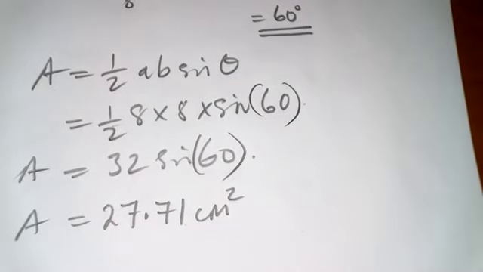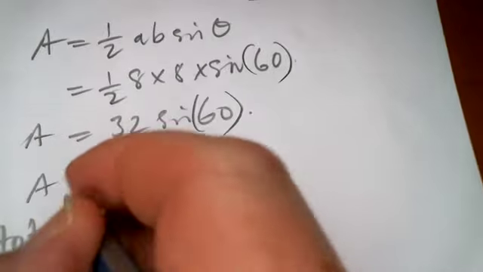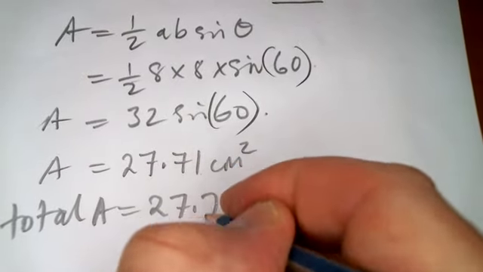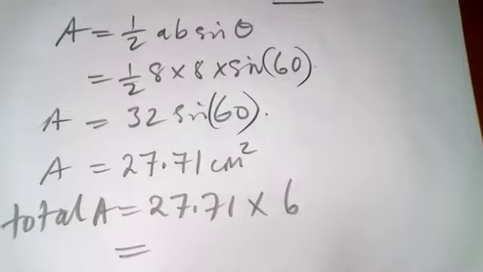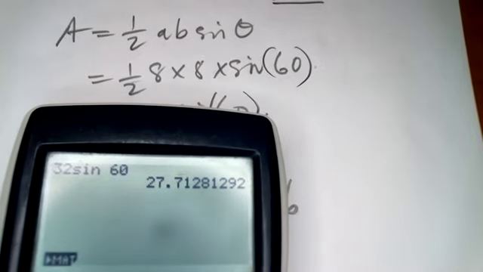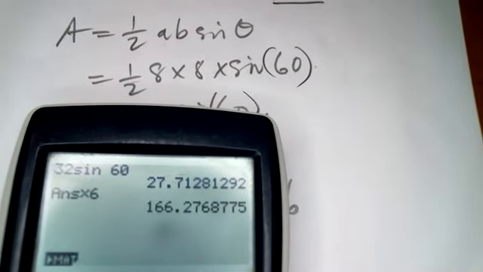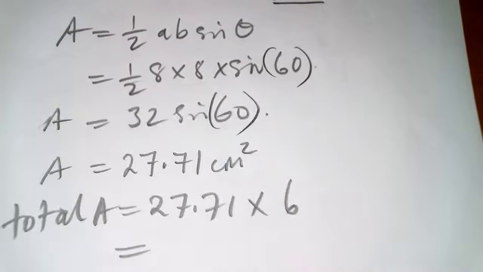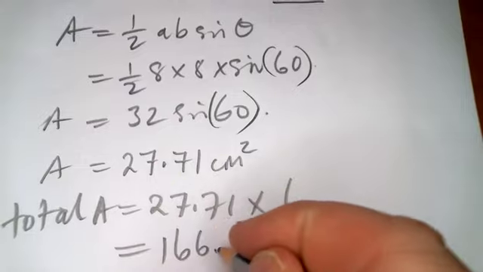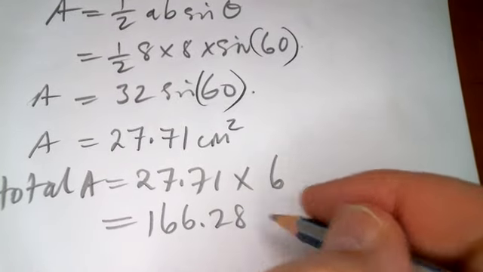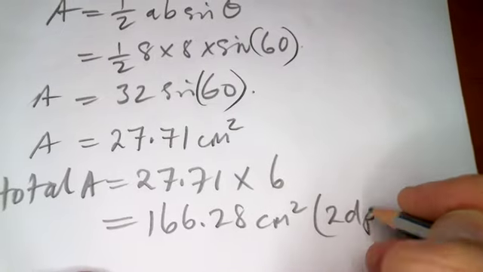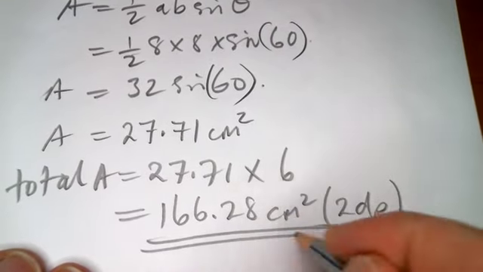But we've got 6 of them. So total area A is equal to 27.71 times 6, which equals 166.28. And that's going to be square centimeters. I'm going to put 2 decimal places. And there is how we would do that one.